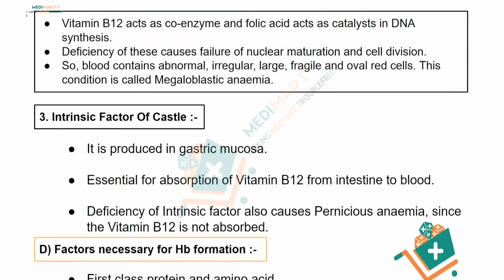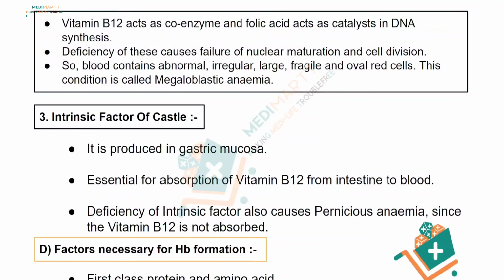So the blood contains abnormal, irregular, large, fragile, and oval red cells. When cell division does not occur, the cell size does not change, so the cells will be abnormal, irregular in shape, large, fragile, and oval. What is this condition called? This condition is called megaloblastic anemia. Megalo means huge or big.